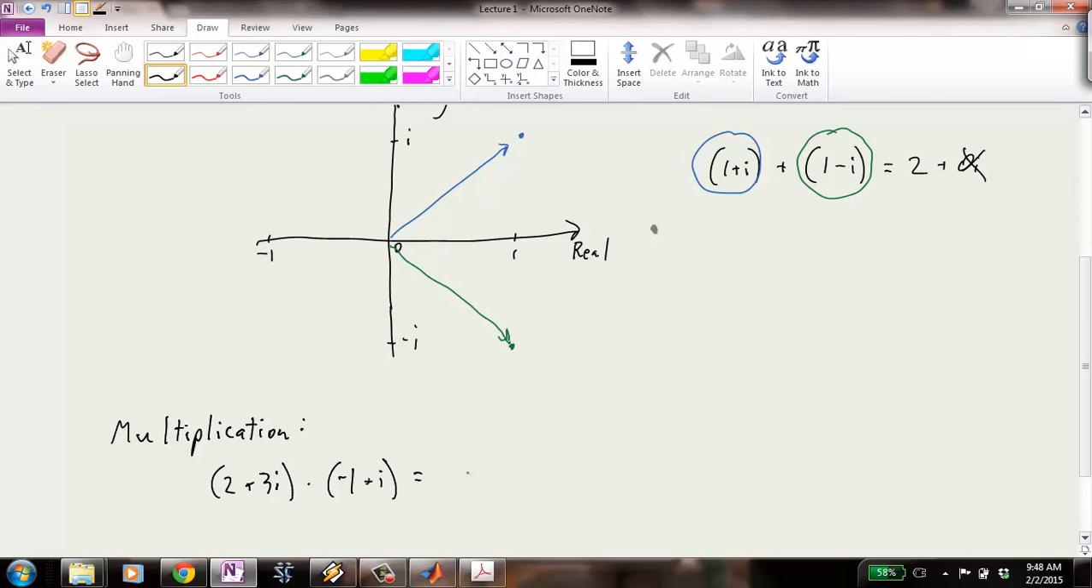Now, I can use FOIL, right? That's what you probably called it in, what grade were you learning binomials in? Junior high, maybe? Okay, so first, outer, inner, last, I guess is what FOIL means. You multiply it out, do the 4 multiplications. Of course, in one of those products, you're going to have i times i. Right, so you're going to have a -2 minus 3i plus 2i, and then you're going to have a plus, this last term is 3i times i, and that becomes a minus. i squared is -1. So minus 3.